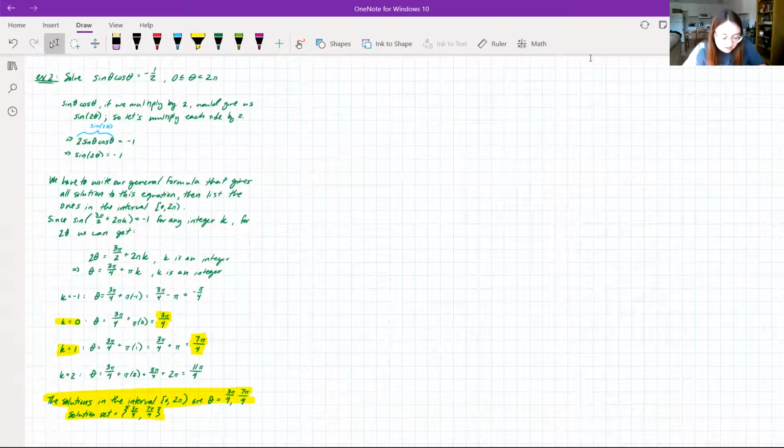All right, so we found the values that satisfy sine of theta cosine theta equal to -1/2. We did this by manipulating our equation as much as possible to replace it with an identity, and then using that identity to find our solutions.